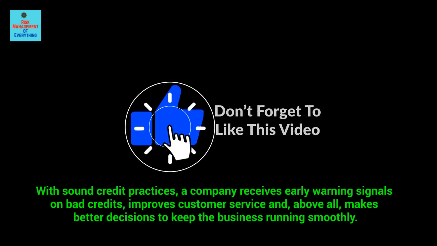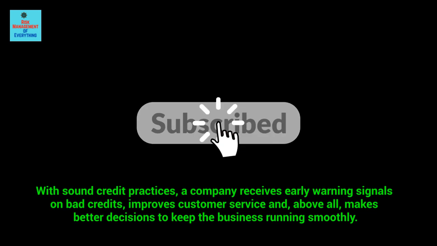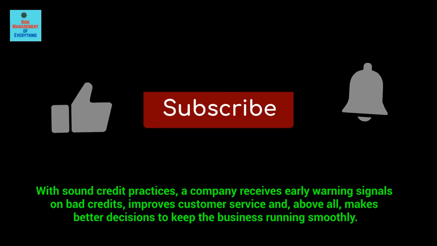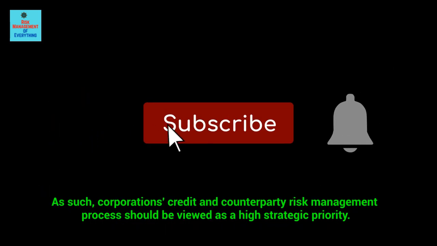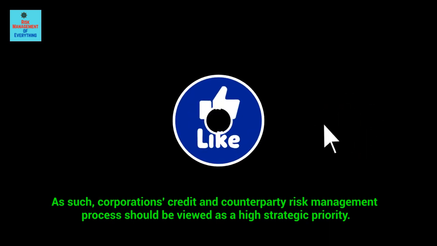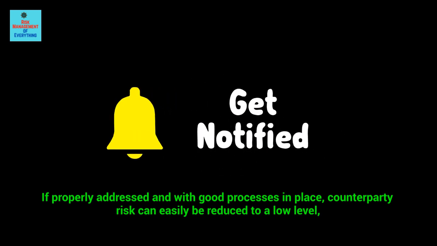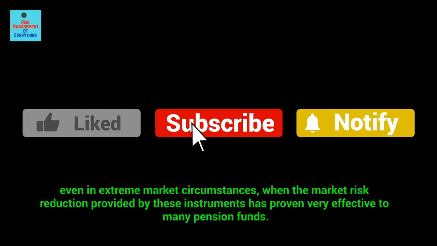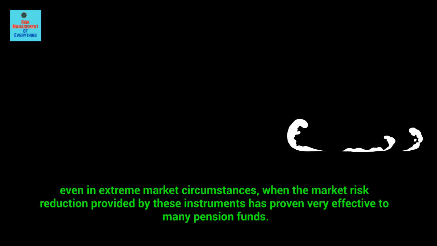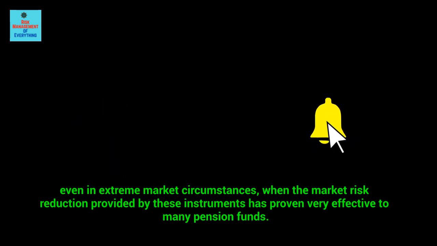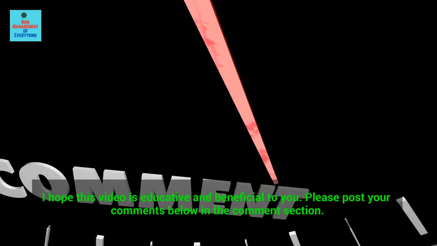With sound credit practices, a company receives early warning signals on bad credits, improves customer service and, above all, makes better decisions to keep the business running smoothly. As such, corporations' credit and counterparty risk management process should be viewed as a high strategic priority. If properly addressed and with good processes in place, counterparty risk can easily be reduced to a low level, even in extreme market circumstances, when the market risk reduction provided by these instruments has proven very effective to many pension funds.